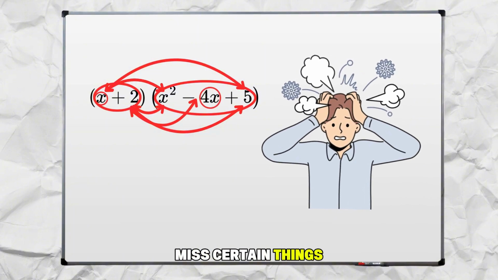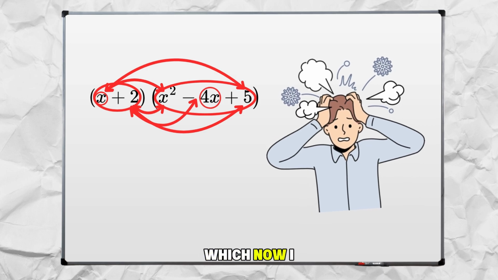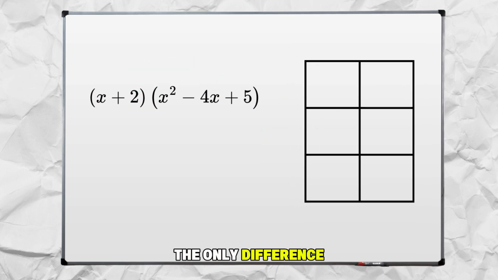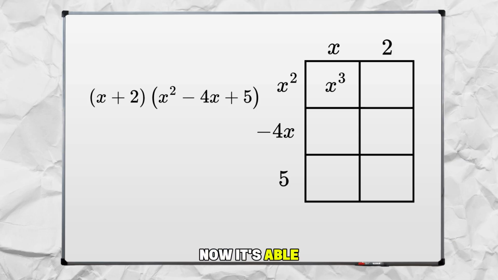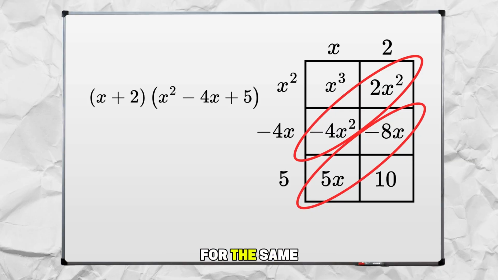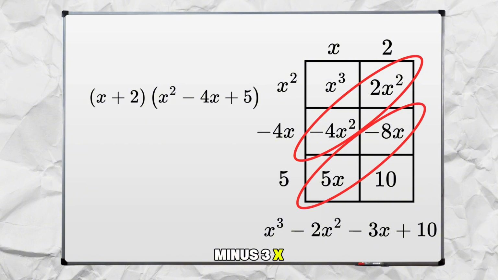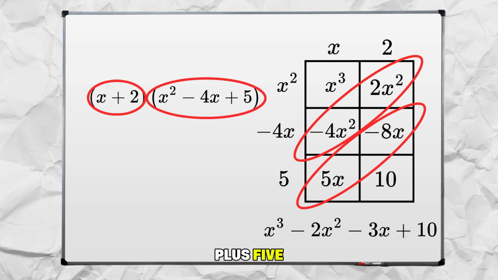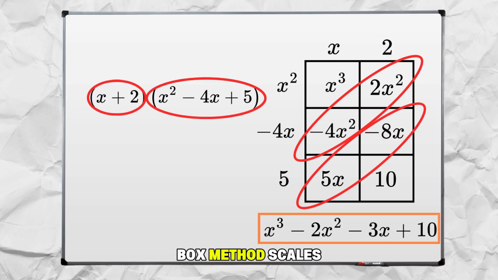You miss certain things, as opposed to the box method, where I make the same grid. The only difference is that I have a grid now with 3 terms. So I have my x squared, my negative 4x, and my 5, and then I have x and 2, but still it's able to scale with me. 2x squared, negative 4x squared, negative 8x, 5x, and 10. And then typically you're just combining across the diagonals for the same term. So I'd have x cubed minus 2x squared minus 3x plus 10 if I were to expand x plus 2 times x squared minus 4x plus 5. The box method scales with your skill set.